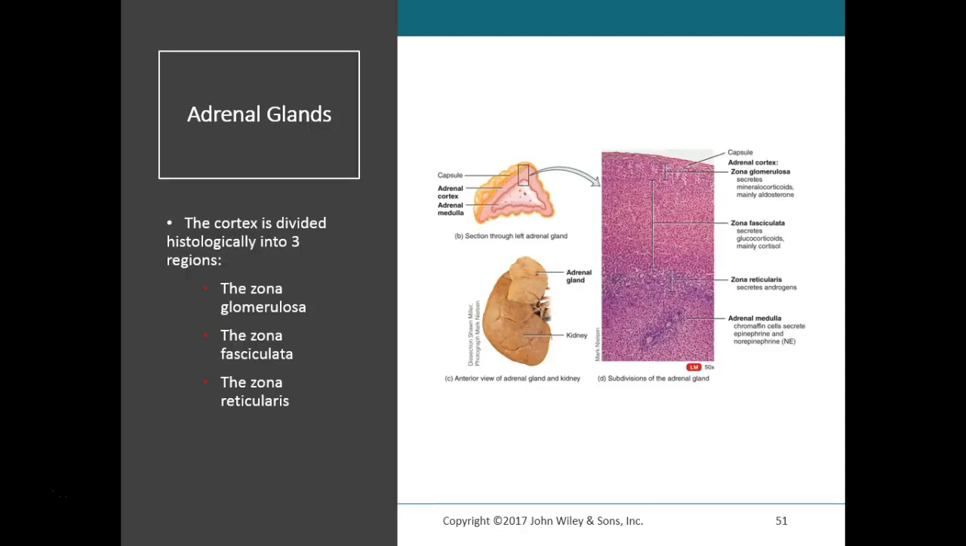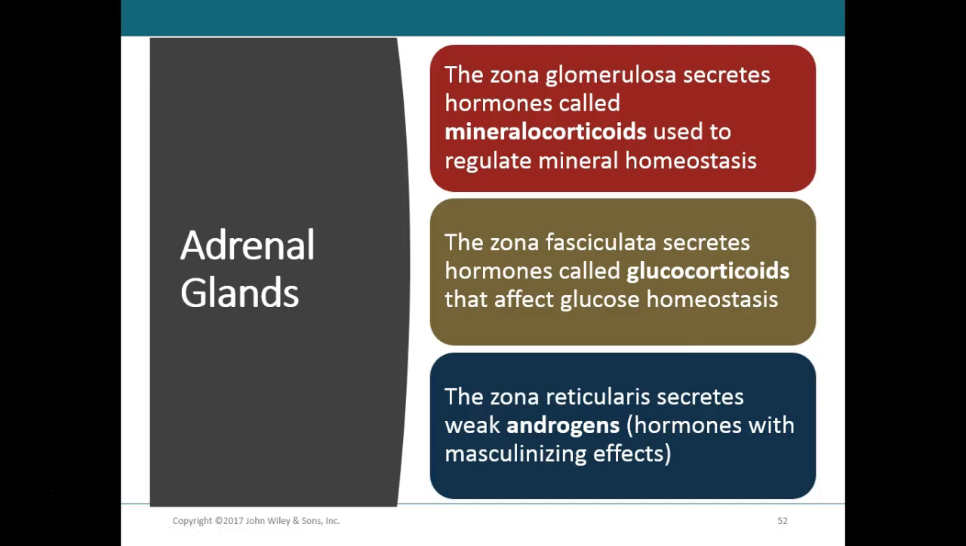Histologically, when you look at the adrenal glands, the cortex is divided into three regions: the outermost zona glomerulosa, the middle zona fasciculata, and the innermost zona reticularis. And then deep to the zona reticularis is the adrenal medulla. So let's begin by talking a little bit about the three different zones that make up the adrenal cortex.